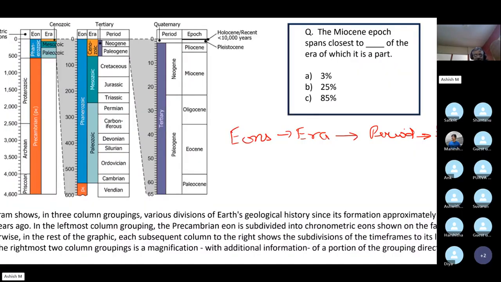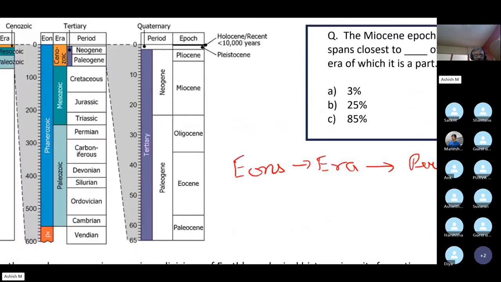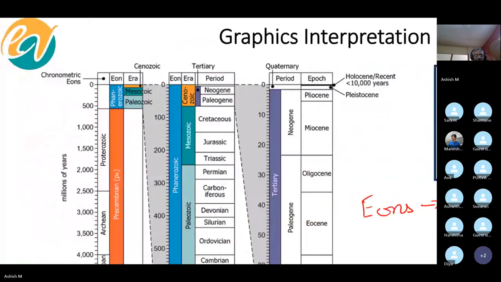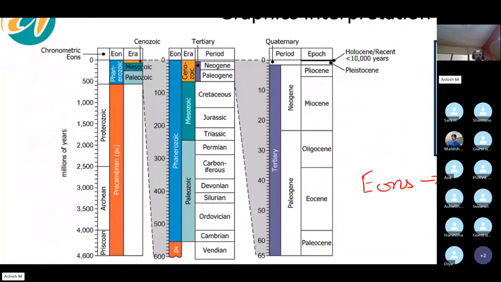Now let's look at this. Let's look at this, guys. So basically, if we look at the leftmost graphic, eon is divided into chronometric eons. Correct? Now, the Earth is 4,600 million years old. So which means the way time flows is this. All right, the topmost thing is right now. Okay, and then we go back in time.